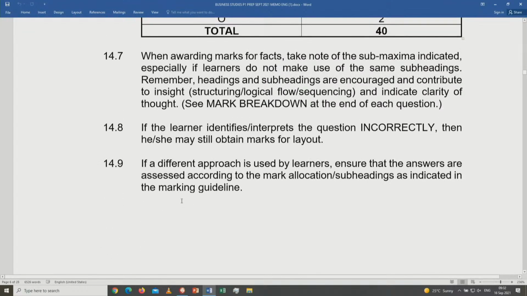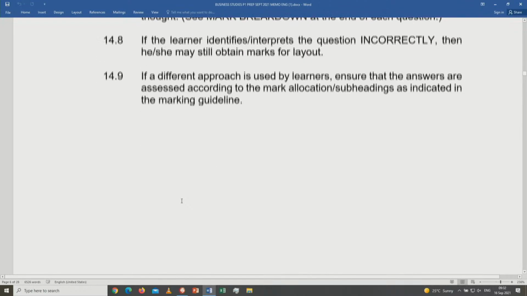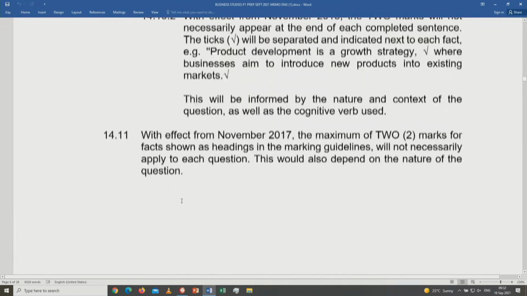I think I have touched on basically what I deem very important, the notes that I think are very, very important for you as the marker to take note of. You can read other notes before you start marking and continue with that. I now want us to go straight to the question paper.